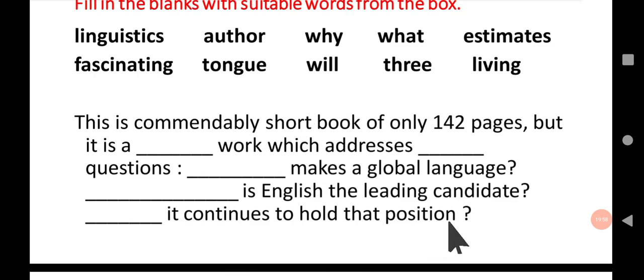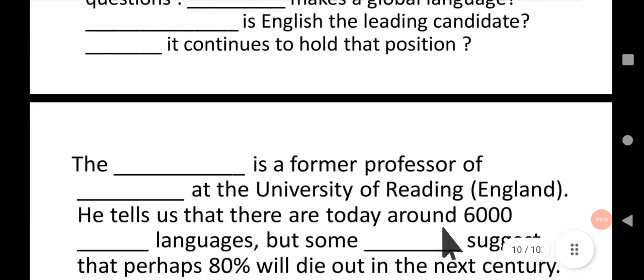Let us once read together. This is commendably short book of only 142 pages, but it is a fascinating work which addresses three questions. One is, what makes a global language? Why is English the leading candidate? Will it continue to hold that position? These three are the questions.